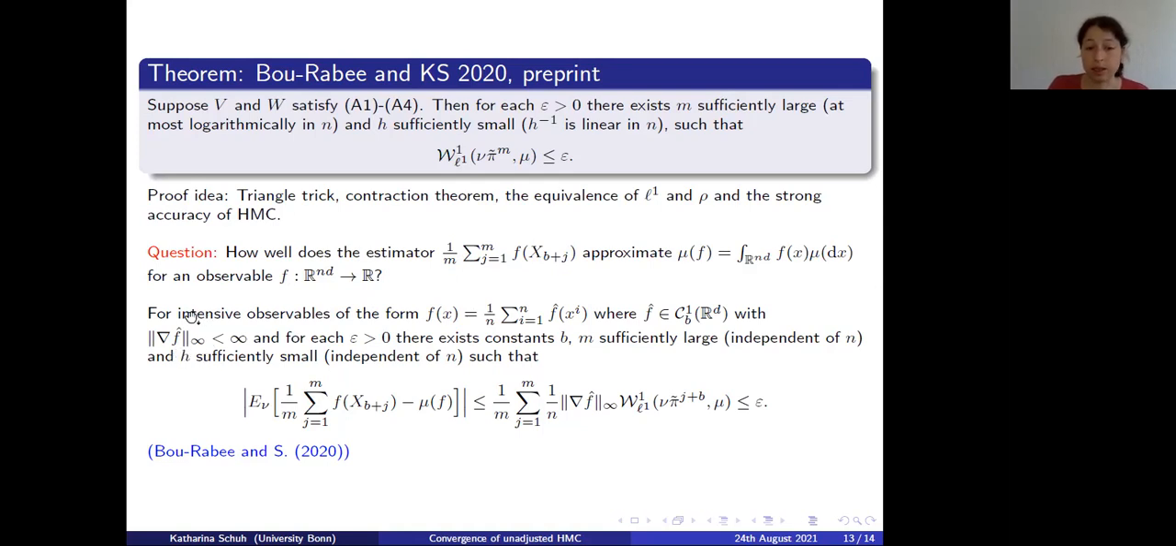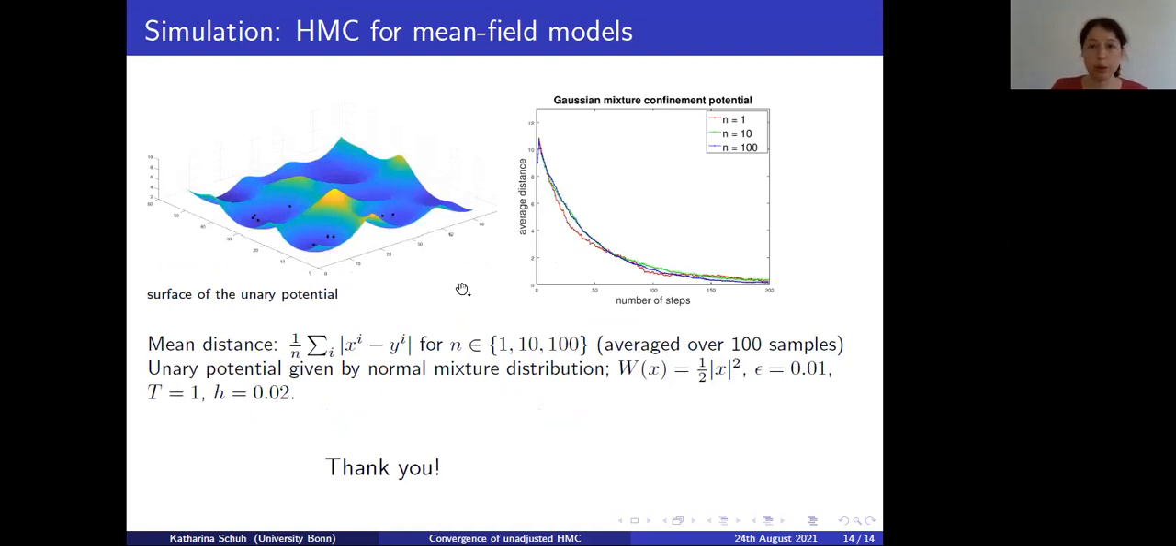And in the case that we take an intensive observable, h, B, and M are independent of the number of particles. And then finally, we also did some numerics. So we implemented the coupling. We were looking at a unary potential, which is the potential of a Gaussian mixture, and we took a quadratic interaction potential and implemented the coupling for n equals 1, 10, and 100 particles. And we noticed that the average distance decreases exponentially fast, independent of the number of particles.